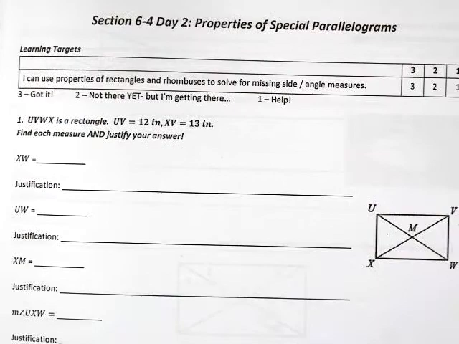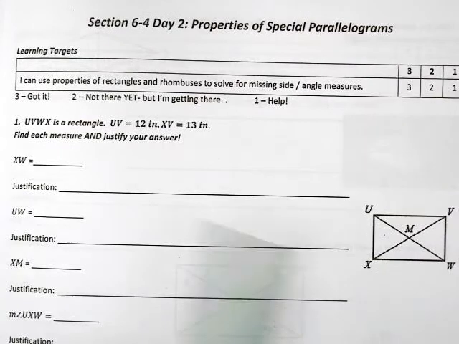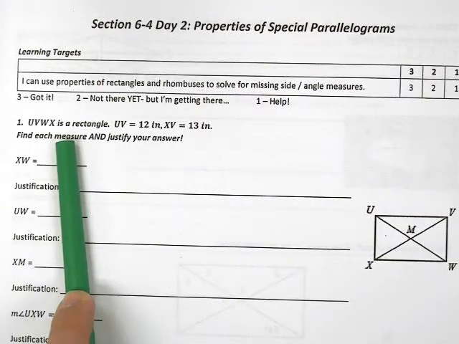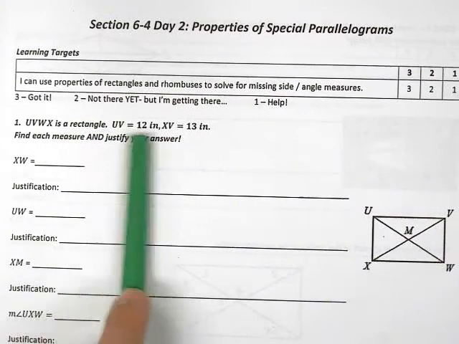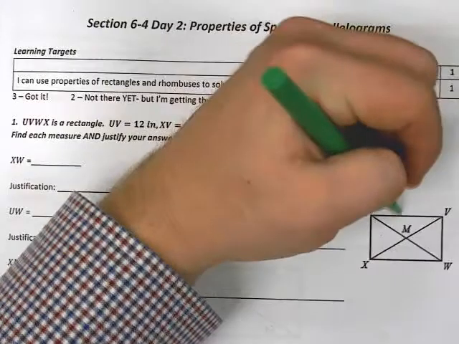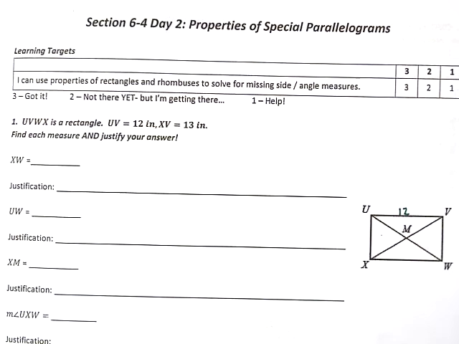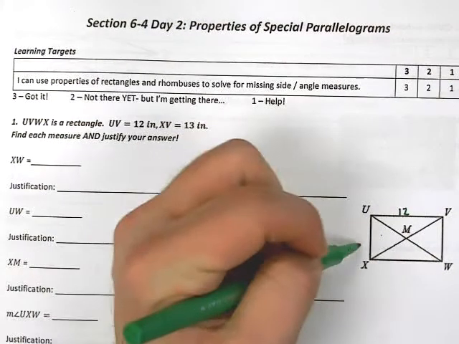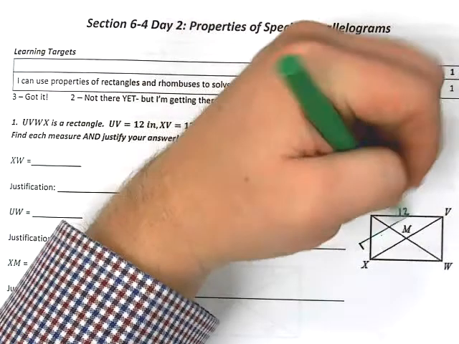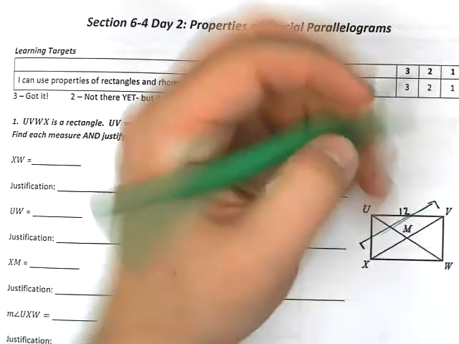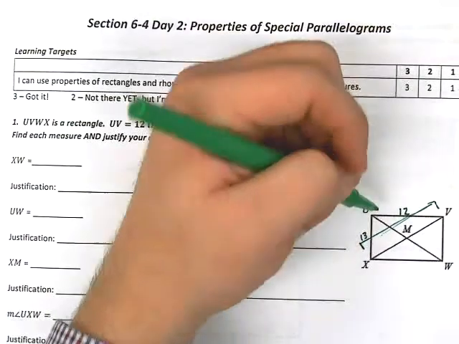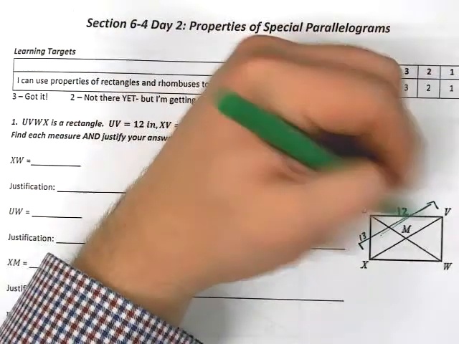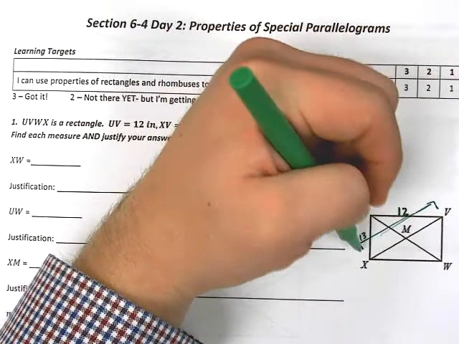Alright? So, UVWX, we have a rectangle. It says right there. We know that UV is 12 inches, so I'm going to put a 12 by UV. I'm also going to say, well, I know XV is 13, so I'm going to draw that kind of like doing one of these guys. Alright, this is length 13. Now I don't want to confuse you, right? This 12, you have to remember, is for the side. The 13 is for the diagonal.